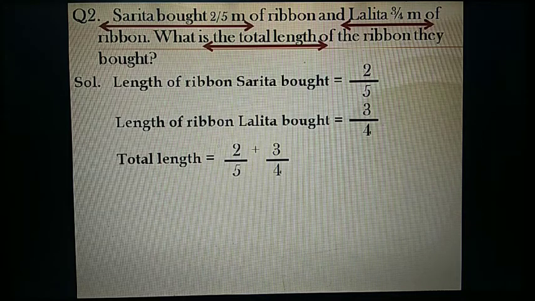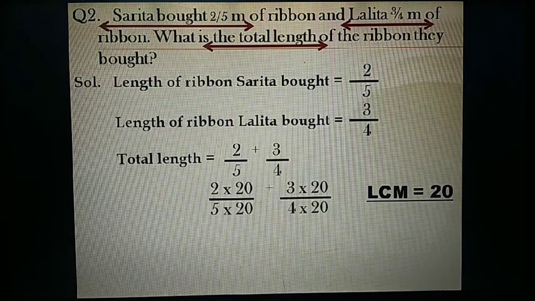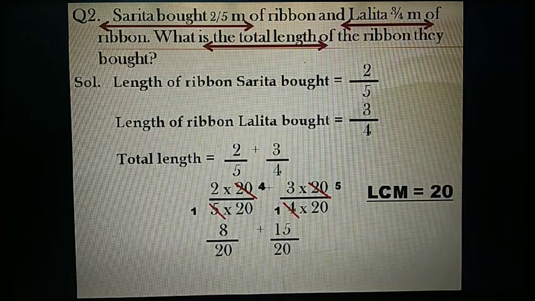Again, see, instead of giving you the direct sum, it's in word form. But we have to do the same thing we were doing in question number 1. Yes, we will find the LCM. As the denominators are co-prime, multiply them to get the LCM. Then multiply both the fractions by the LCM. Perform cancellation. Multiply the two: 2 4s are 8 upon 20, 3 5s are 15 upon 20. Now when you add them, you will get 23 upon 20.